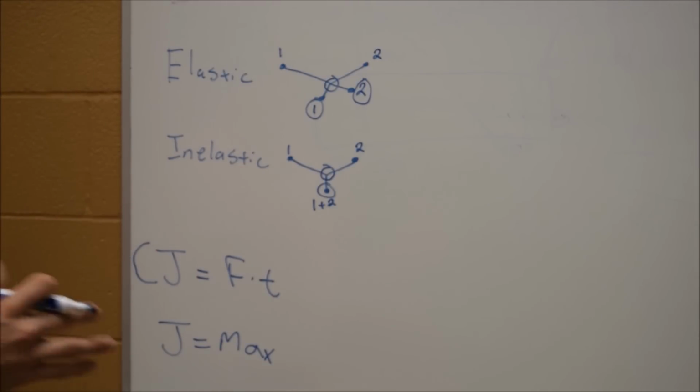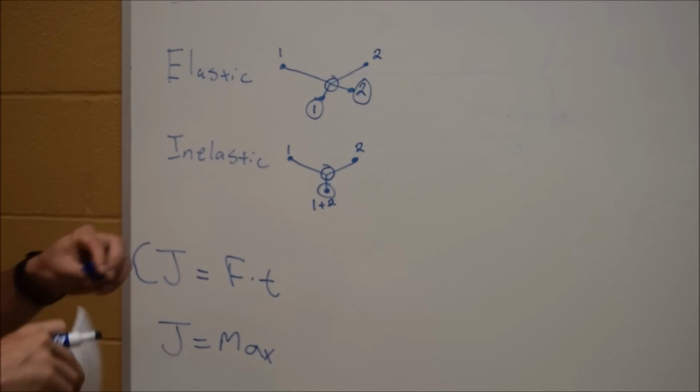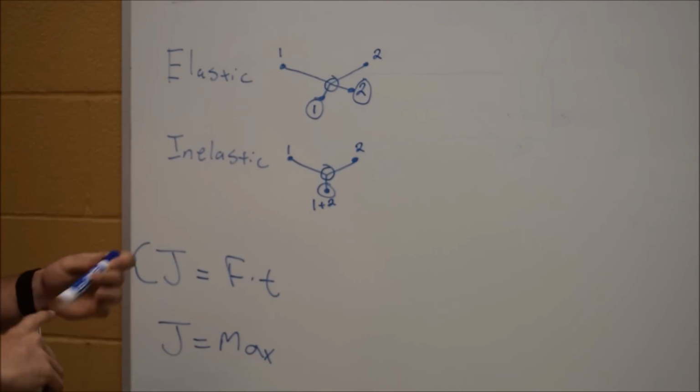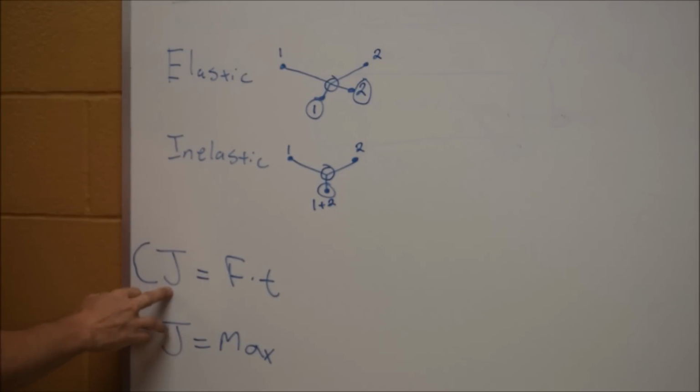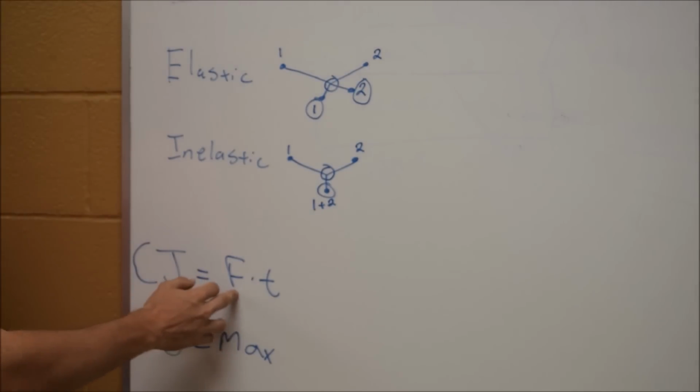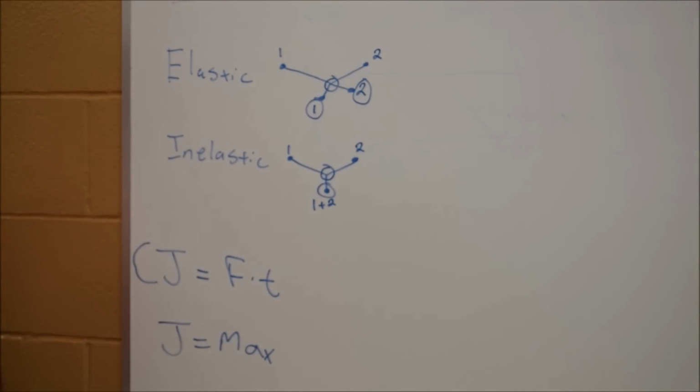And the last point that I want to touch on before we get started is another formula conversion. Here, J stands for impulse. So our impulse is equal to force times time, and you'll see on your sheet it's F triangle T.